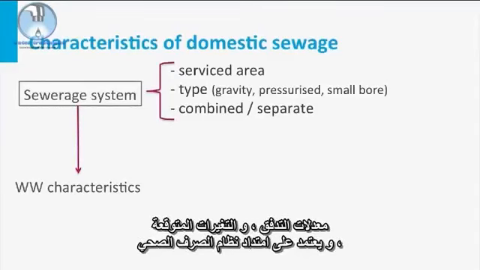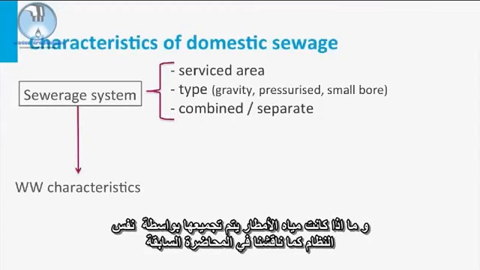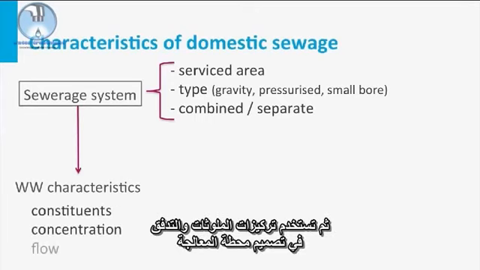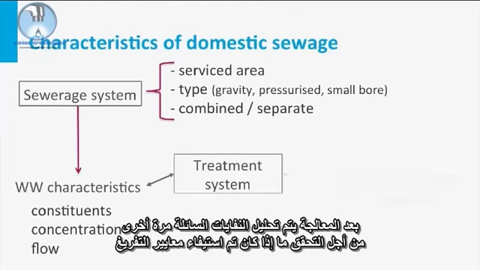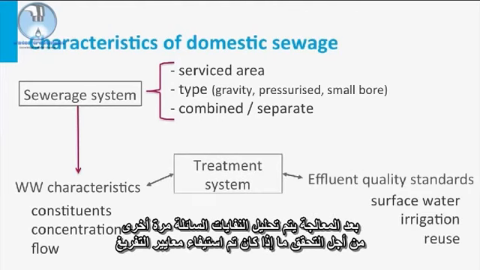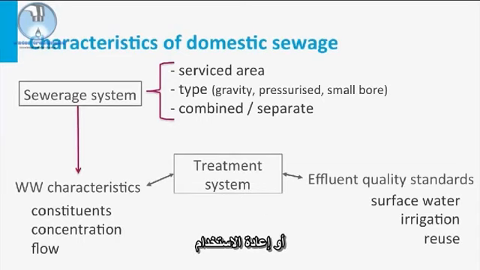Flow rates and expected fluctuations herein depend on the extent of the sewerage and whether rainwater is collected by the same system, as we discussed in the previous lecture. The flow and pollutant concentration are then used to design the treatment plant. After treatment, the effluent is again characterized in order to check whether discharge or reuse standards are met.